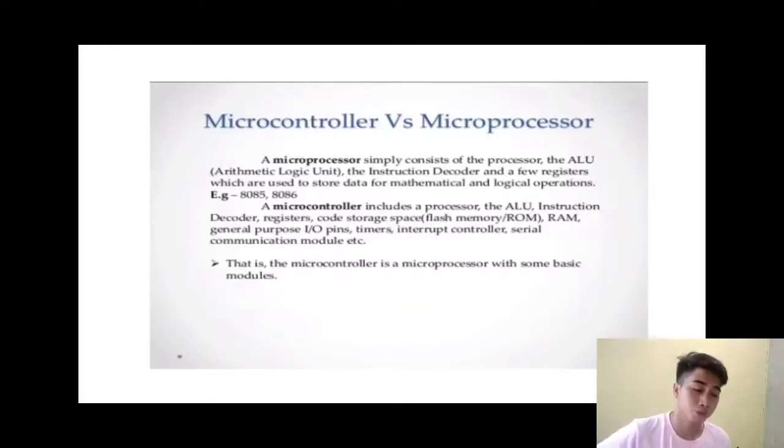That is, the microcontroller is a microprocessor with some basic modules. The difference of them is, microprocessor consists of only a central processing unit, whereas microcontroller contains a CPU, memory, input-output all integrated into one chip. Microprocessors use an external bus to interface to RAM, ROM, and other peripherals. On the other hand, microcontroller uses an internal controlling bus.